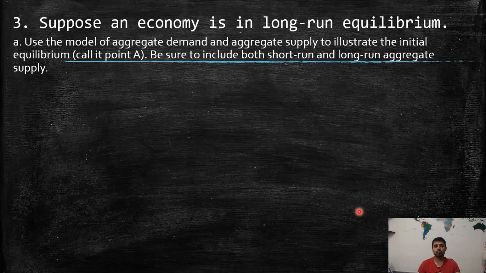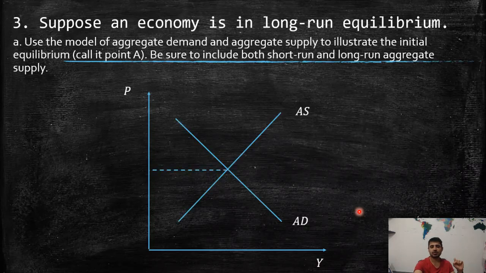Third, suppose an economy is in long-run equilibrium. Use the model of aggregate demand and aggregate supply to illustrate the initial equilibrium, called point A. Be sure to include both short-run and long-run aggregate supply. Well, it's exactly the same as the first A, no difference.